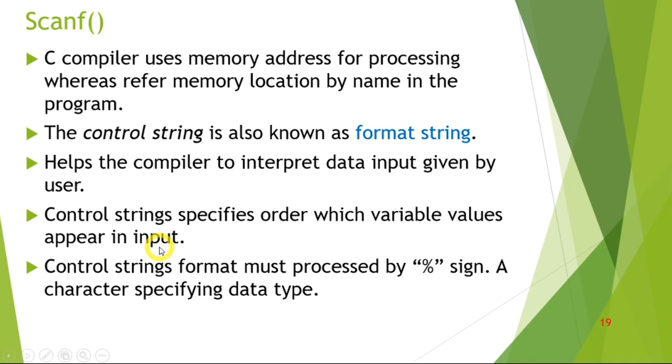So in a control string, suppose 3-4 data items are there, say %d, %f, %lf in a line, in a queue. Each and every one will appear as an input in the control string. The control string format must be preceded by the % sign. A character specifies the data type. So %c for character, %s for string, %d for integer, something like that.